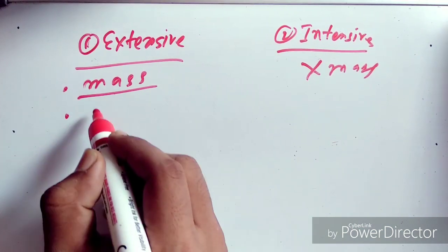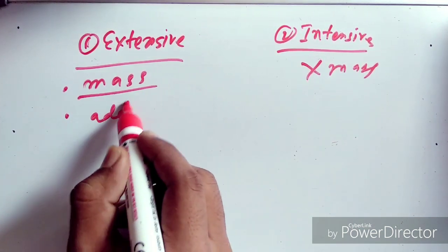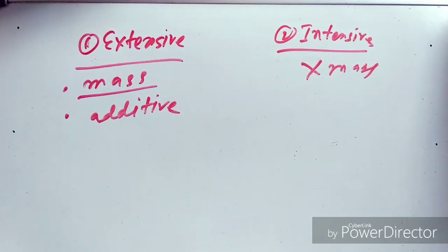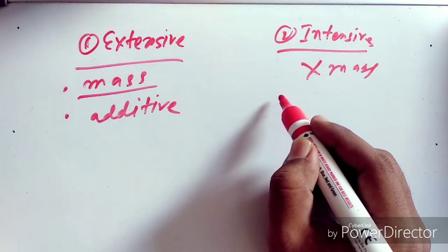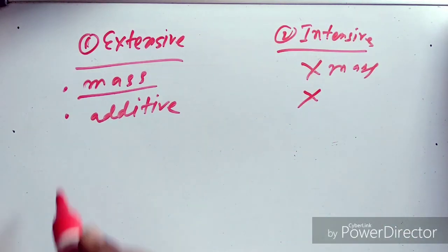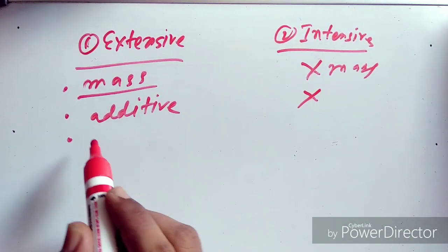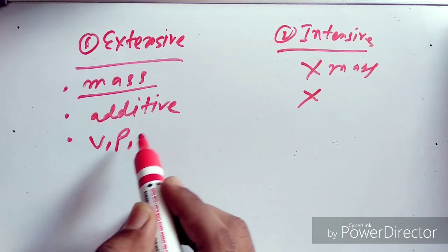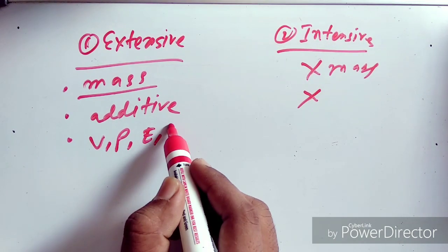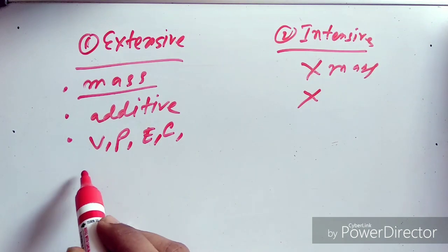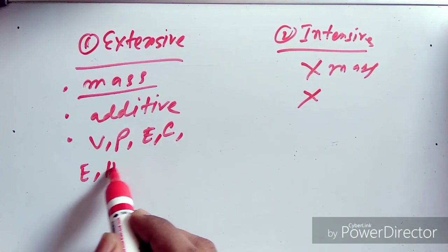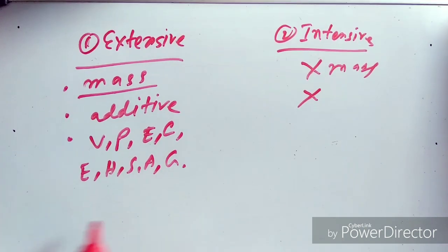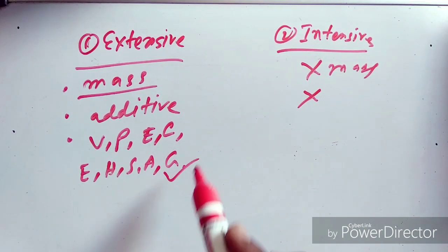Take a copy and write down all these points. Second point: an extensive property is additive. Additive means that if you add two extensive properties, you get another extensive property. An intensive property is not additive. Third point, some examples of extensive properties: volume, mass, energy, heat capacity, and all the thermodynamic properties like E, H, S, A that is Helmholtz free energy, and Gibbs free energy. All the thermodynamic properties are extensive.